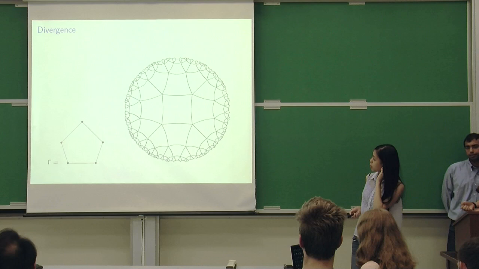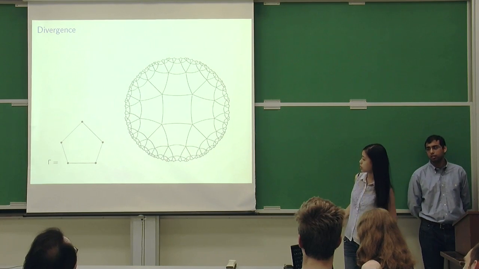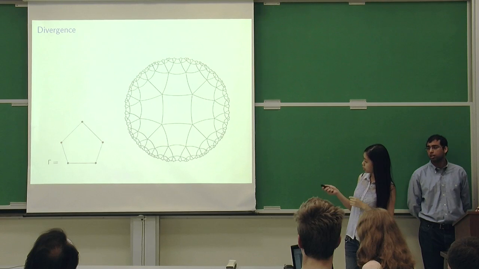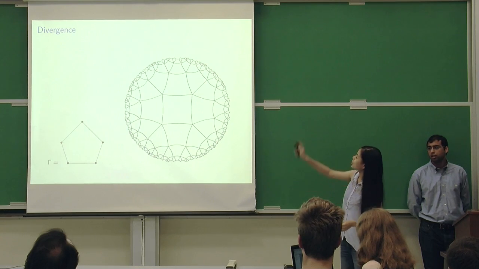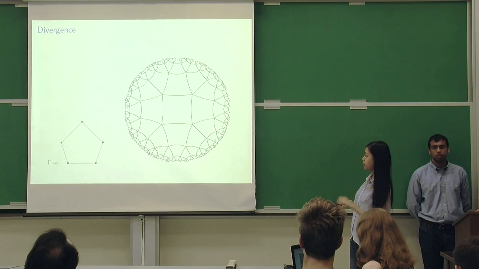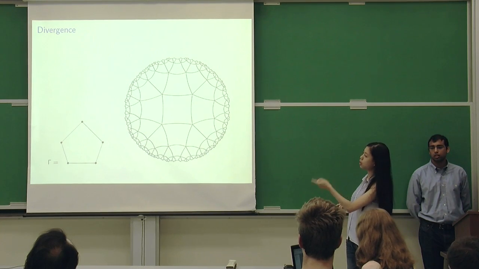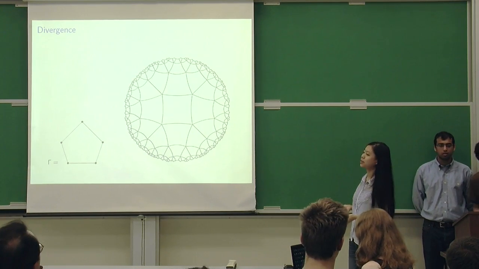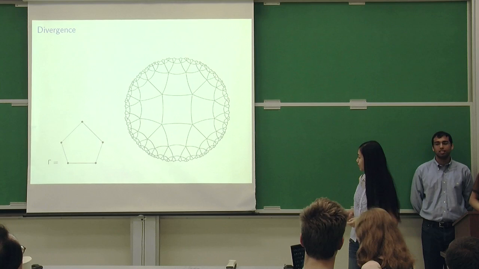So here's another example of a graph. This is just a pentagon. The Cayley graph corresponding with this pentagon is the picture on the right. From each vertex you have 5 edges coming out, corresponding with the 5 vertices which generate the Coxeter group for the pentagon, and as you can see, the divergence in this case is not linear.